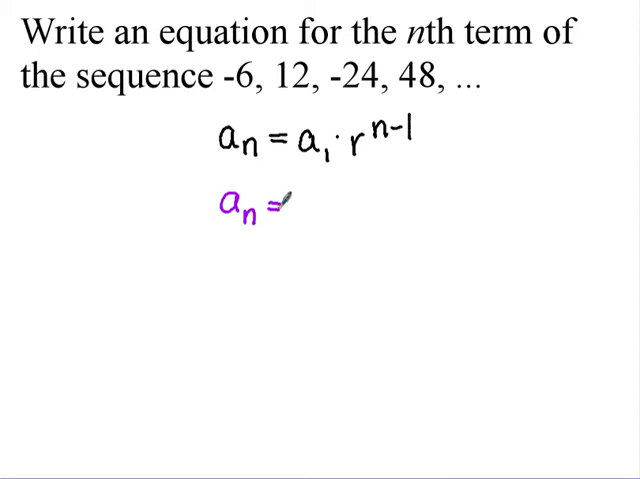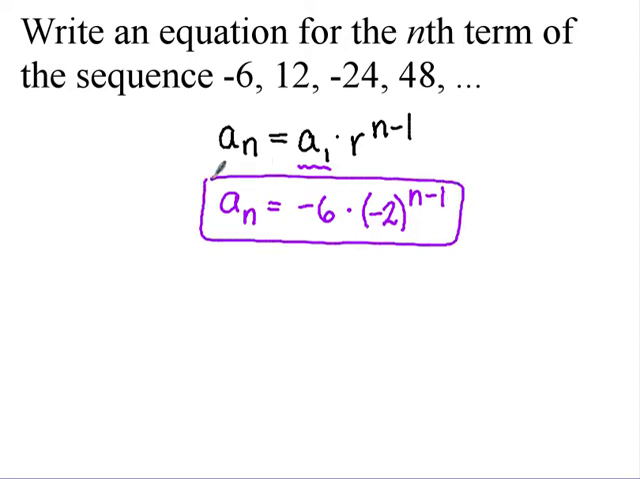What's your first term? -6. So that's going to go right here, -6. Notice I've got a times sign. Now I've got my ratio. My ratio is -2. I'm going to put that in so that people don't think I need to subtract. And then I'm going to just have n minus 1. That's it. That's all you do. That's your answer. You put in your first term, you put in the ratio, and you're done.